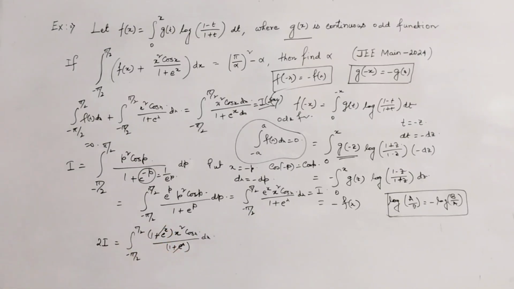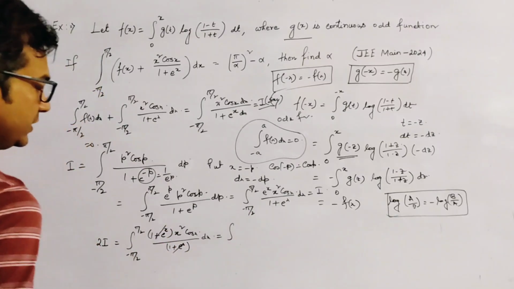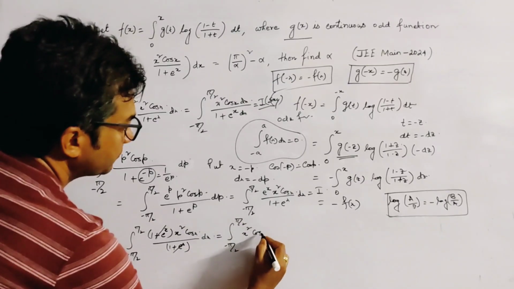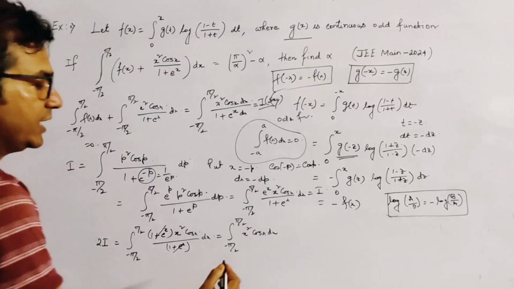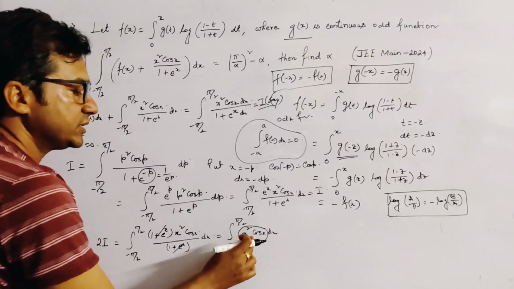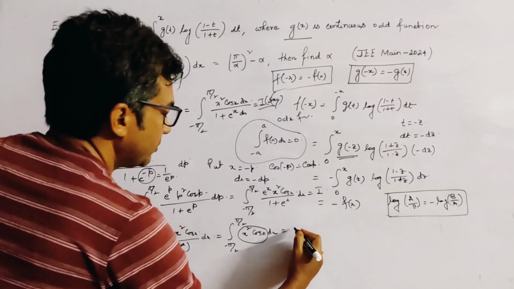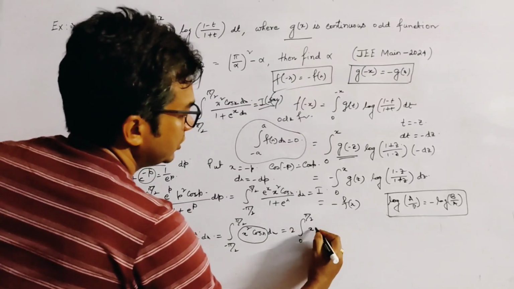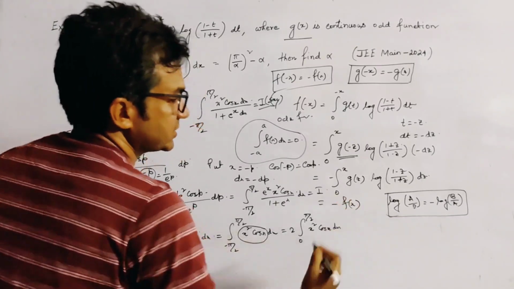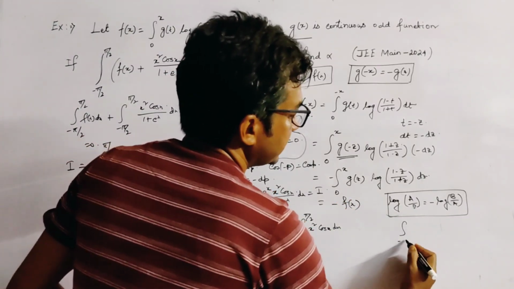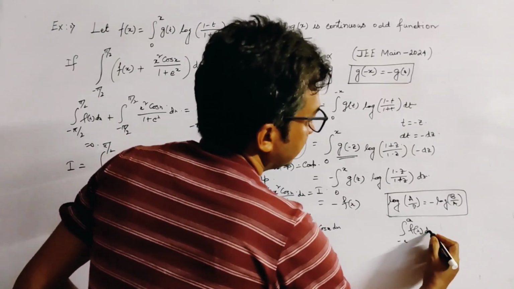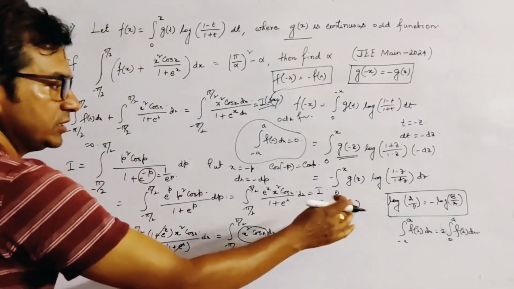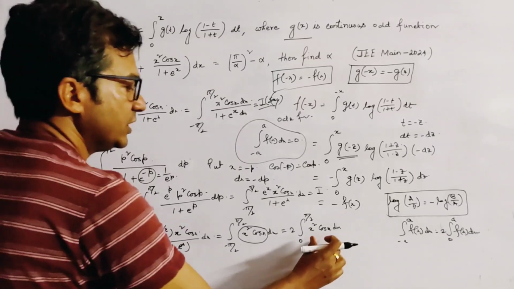These two cancel out and what remains is integration minus pi by 2 to pi by 2 of x square cos x dx. We know that x square cos x is an even function. So by using the property of even function, we get 2 into integration 0 to pi by 2 of x square cos x dx, because for an even function, integration minus a to a of f(x) dx equals 2 into integration 0 to a of f(x) dx. We use this property.